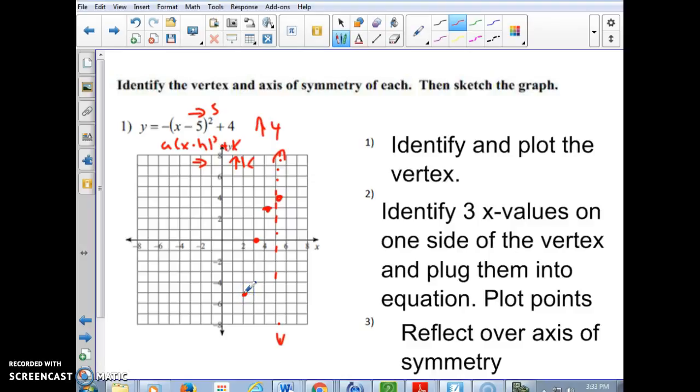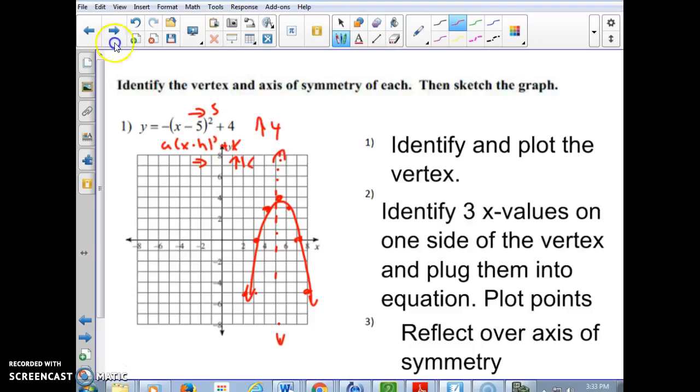And then what I'm going to do is reflect those points over the axis of symmetry. So I'm going to go 1 to the right, 1, 2 to the right, 1, 2, 3 to get my graph for this function. Okay, let's look at another example.